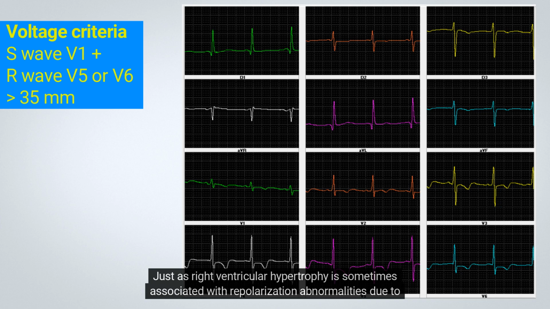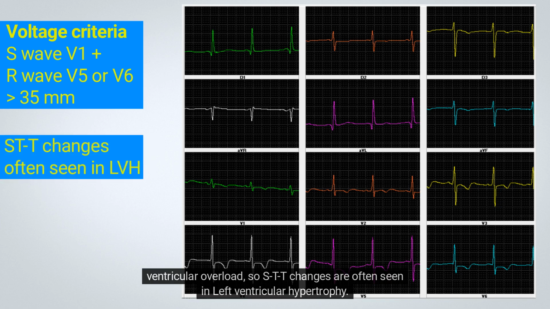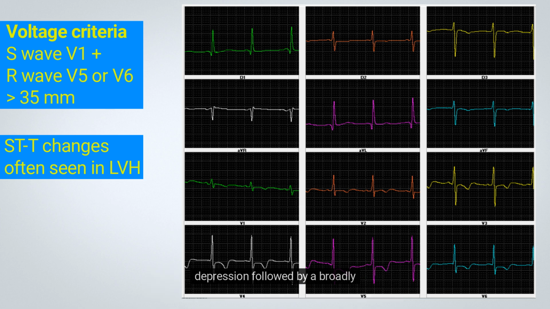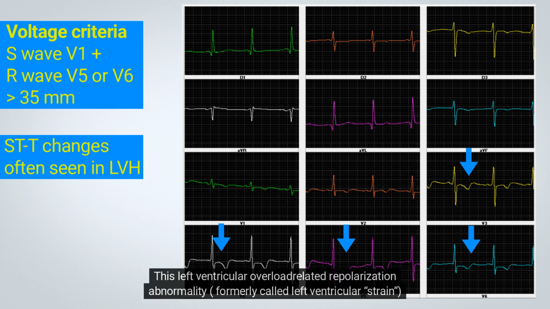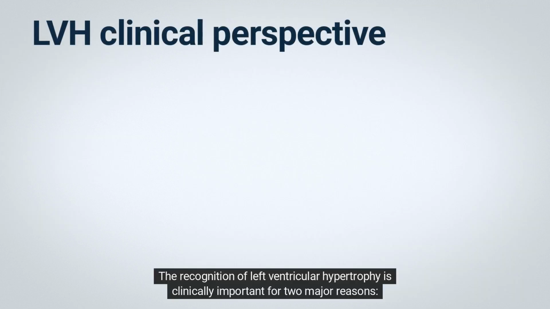Just as right ventricular hypertrophy is sometimes associated with repolarization abnormalities due to ventricular overload, so STT changes are often seen in left ventricular hypertrophy. Notice that the complex usually has a distinctively asymmetrical appearance, with a slight ST segment depression, followed by a broadly inverted T wave. In some cases, these T wave inversions are very deep. This left ventricular overload-related repolarization abnormality, formerly called left ventricular strain, is usually best seen in leads with tall R waves. The recognition of left ventricular hypertrophy is clinically important for two major reasons.